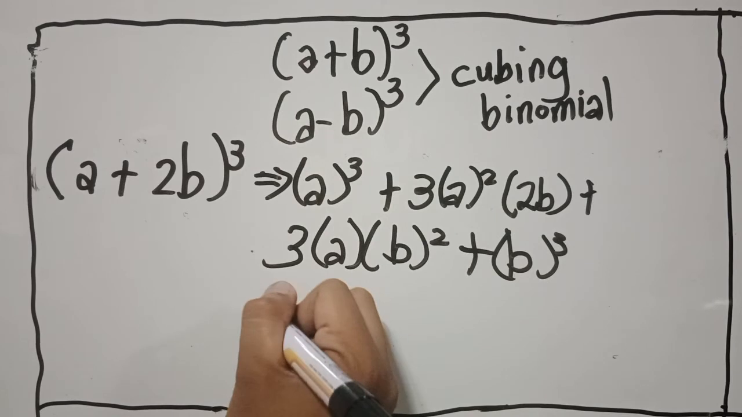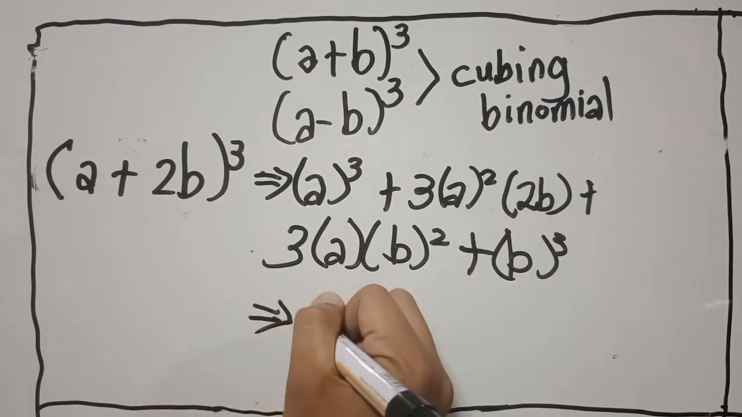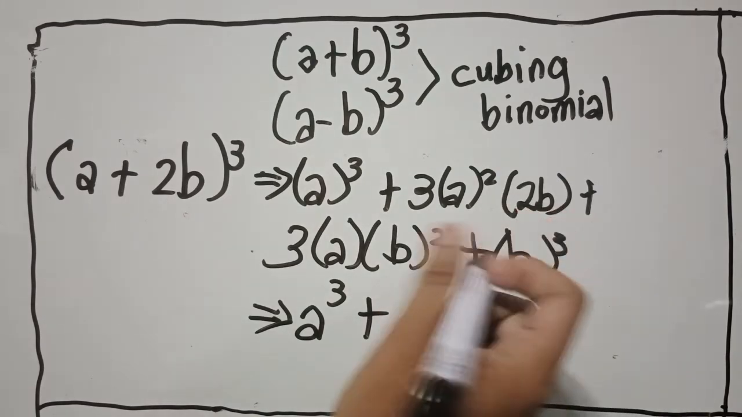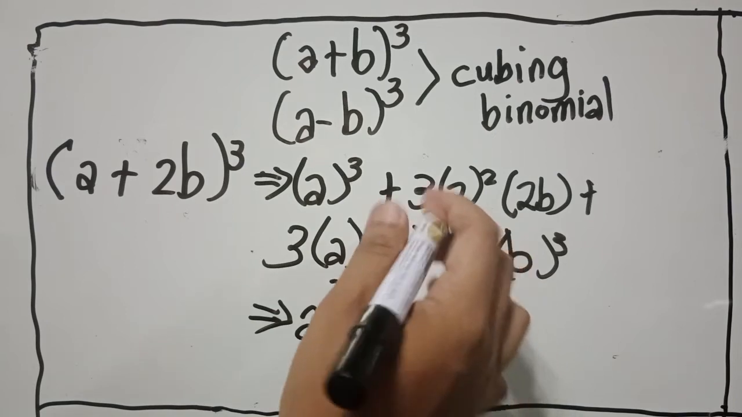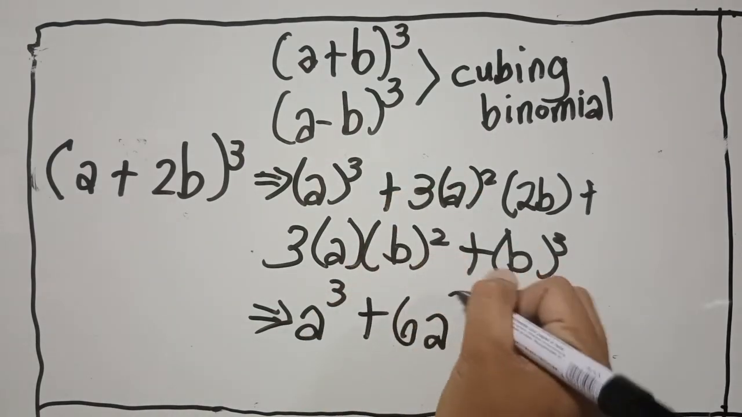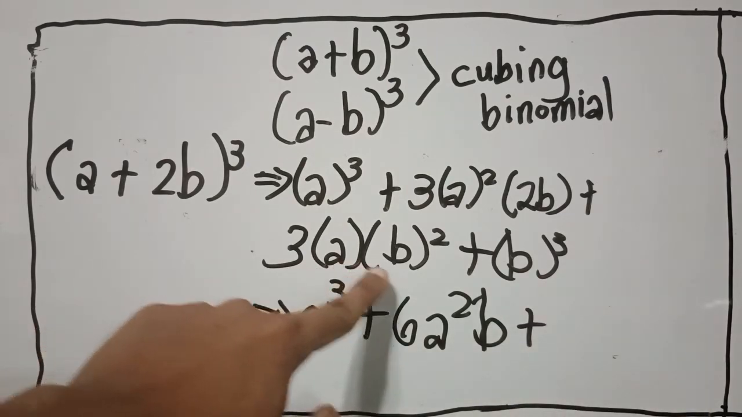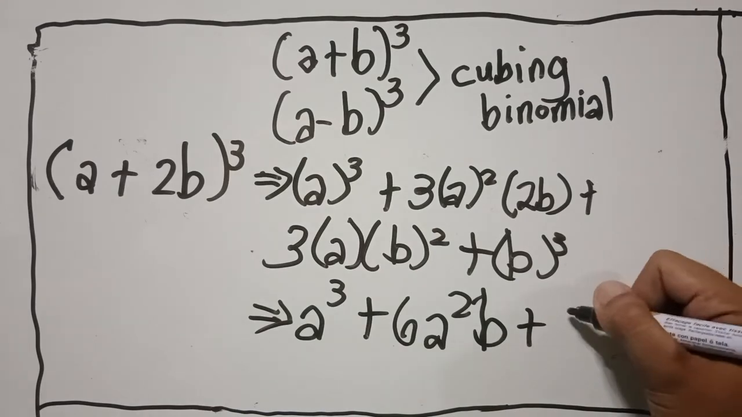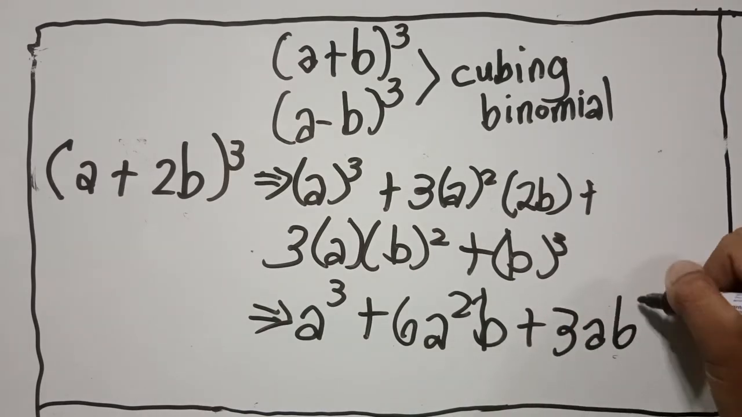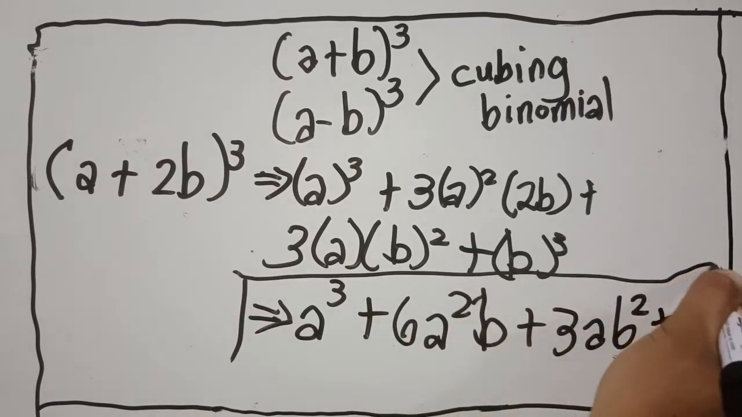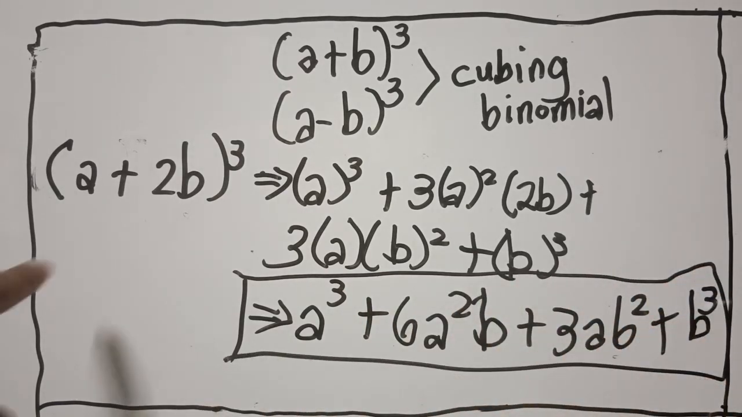So let's simplify. This will result to a cubed plus 3a squared times 2b. That's 3 times 2, that's 6. So 6a squared b, plus 3 times a times b squared, that's 3ab squared, plus b cubed. And that is our final answer. So that's the cube of this binomial a plus 2b.